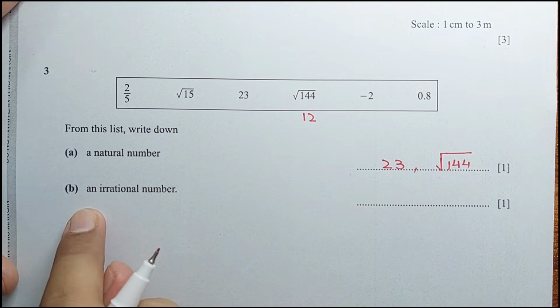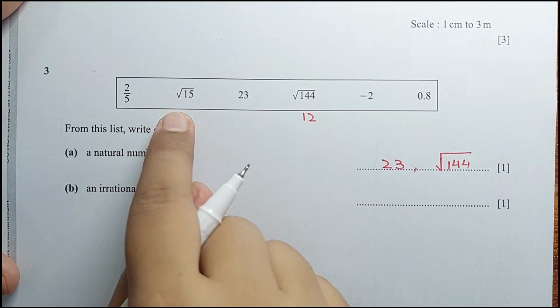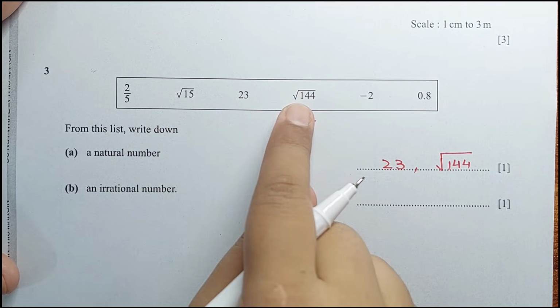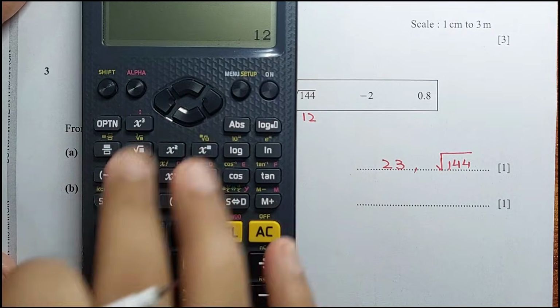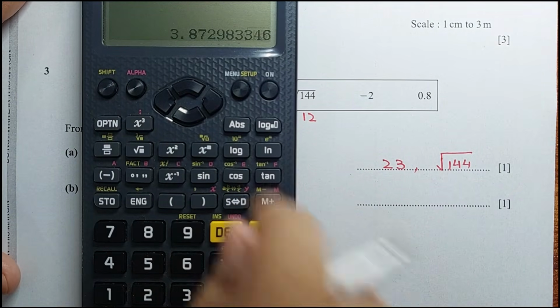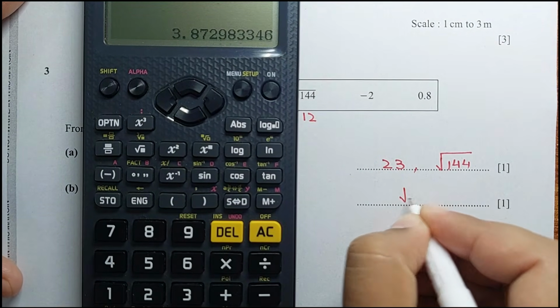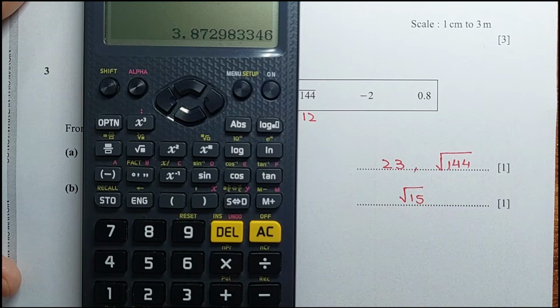Part B, an irrational number. An irrational number is in the square root form. This square root we can simplify, but the square root of 15 is not simplified. Root 15 is an irrational number, the square root of 15.